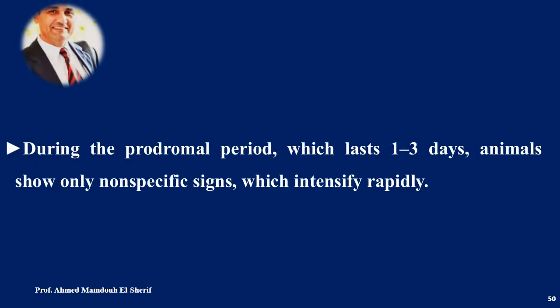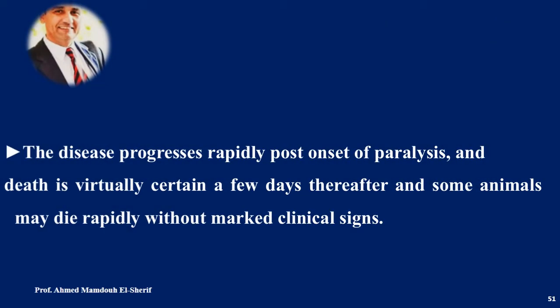During the prodromal period, which lasts 1 to 3 days, animals show only non-specific signs which intensify rapidly. The disease progresses rapidly post-onset of paralysis, and death is virtually certain a few days thereafter, and some animals may die rapidly without marked clinical signs.